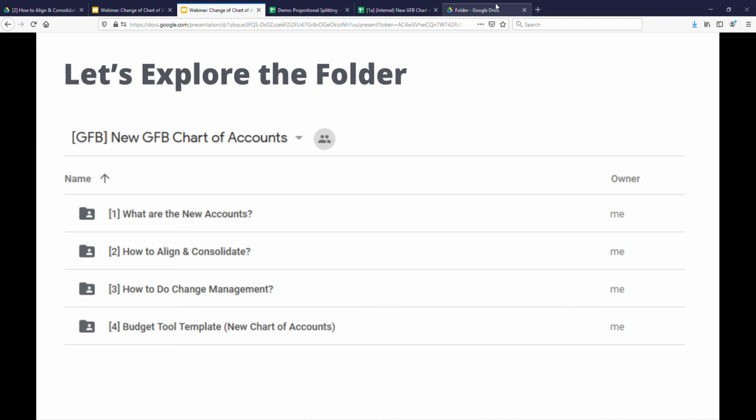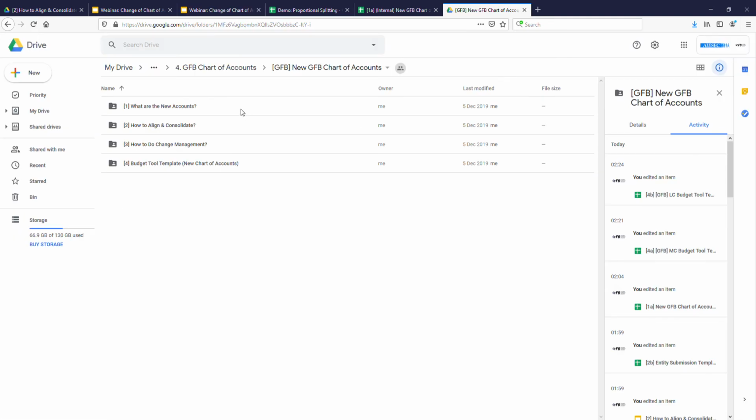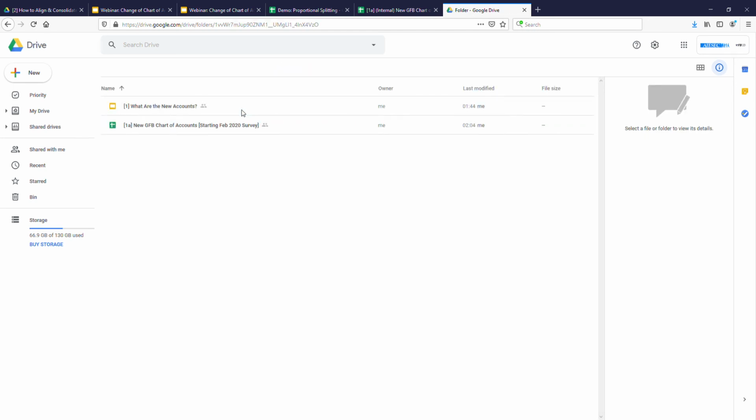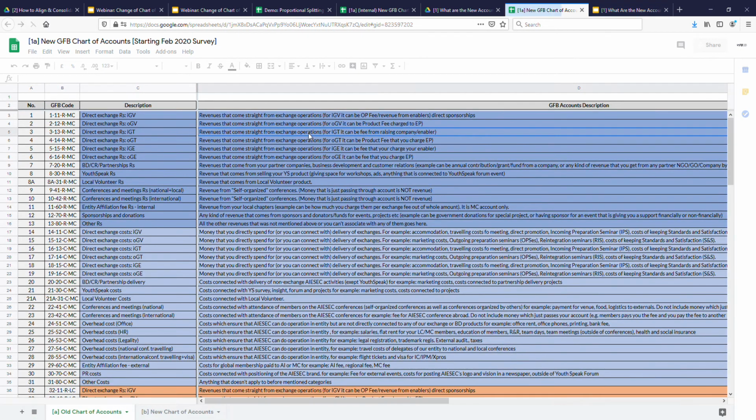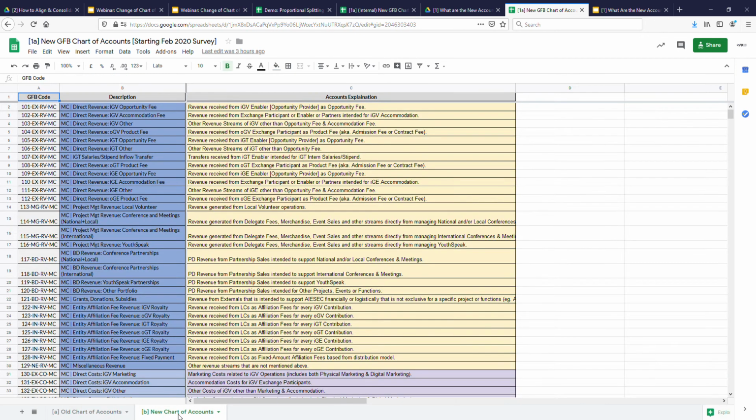In this folder it has different topics that are already in here. First thing is you just go to "What are the new chart of accounts." This will have the explanation of the new chart of accounts that I already told you before, and you can also click this spreadsheet to know the descriptions. There is one tab for old accounts, then another tab for the new chart of accounts. You can just go through here and read the description in case there are accounts that are not understandable.